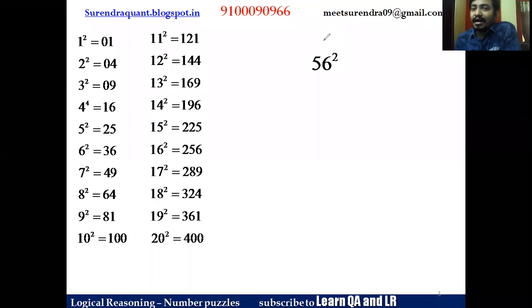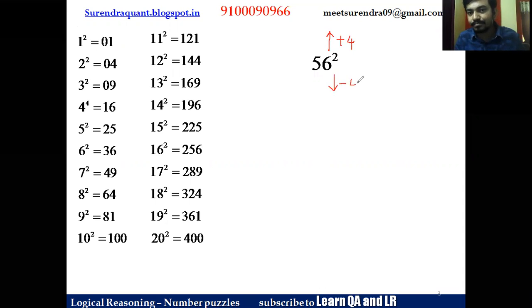56 square. I would like to tell you another method as well, because that will help us understand squares of three-digit numbers as well. Now our job is to make 56 the nearest number ending with a zero. So I can add 4, I can subtract 4. 56 plus 4 is 60. 56 minus 4 is 52.